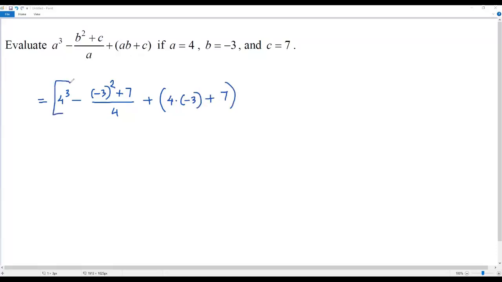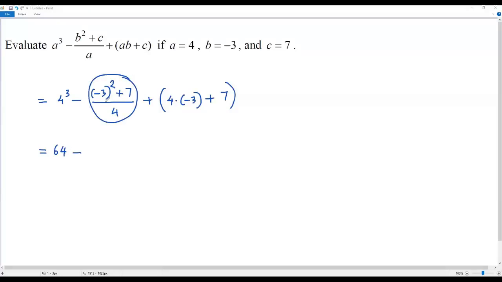Actually, we have three different parts here in this expression. So all the three parts are separate. So we can evaluate each part separately. So there is no connection between the three parts over here. So when I evaluate this particular part, 4 to the third power, it is 4 times 4 times 4. So the evaluation of this 4 cube is 64. 4 times 4 is 16. 16 times 4 is 64.